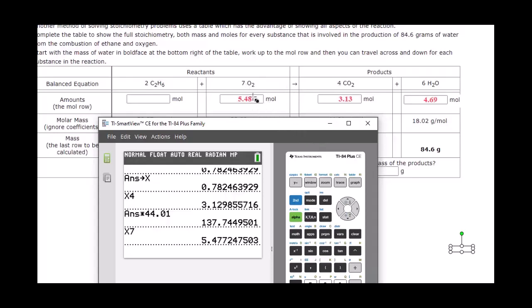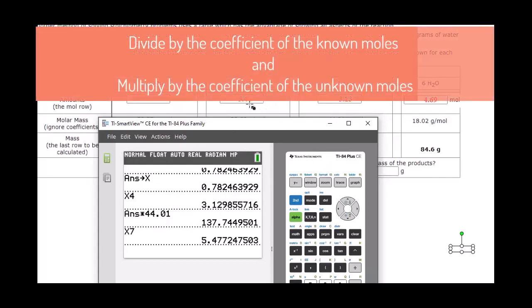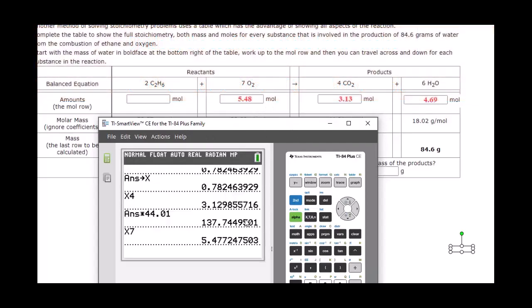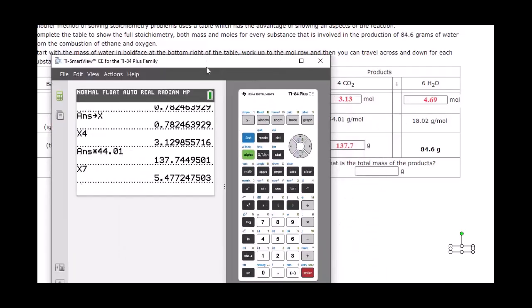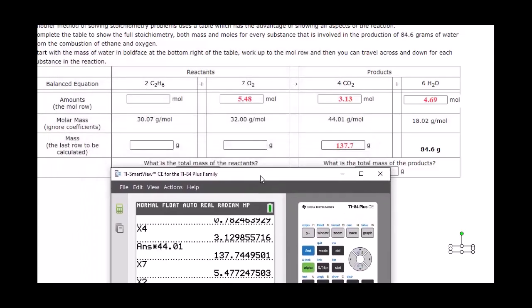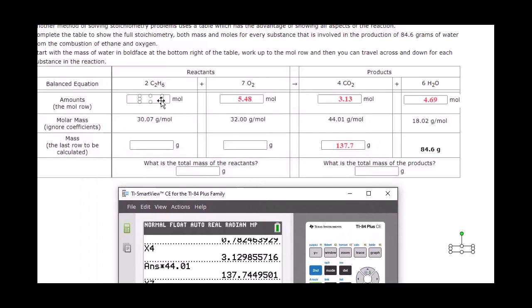In fact, if we took this 5.48 and divided it by 7 and then multiplied by 2, we would end up getting the ethane. Now, I guess a general rule would be divide by the coefficient you know and multiply by your new coefficient. But remember, I have my x as this division of water moles by 6, so I can just take x times 2. Make things fast. And we should get 1.56.